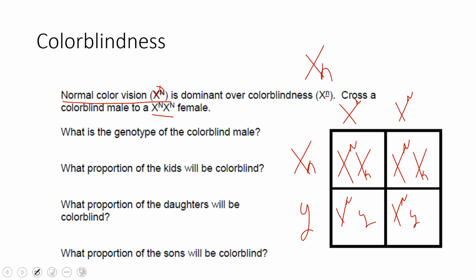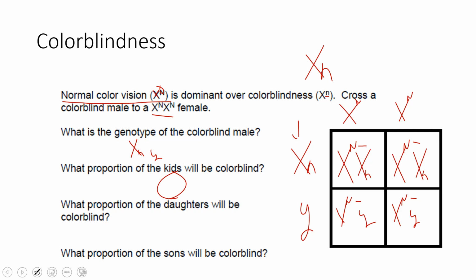What is the genotype of the colorblind male? That's what I wrote right here, but I'll write it again. X with a little n, Y. What proportion of the kids will be colorblind? As you look at this, if a person has at least one capital N, they can see color. So that has normal vision. She has normal vision. He has normal vision. He has normal vision. So 0% of their kids will be colorblind.